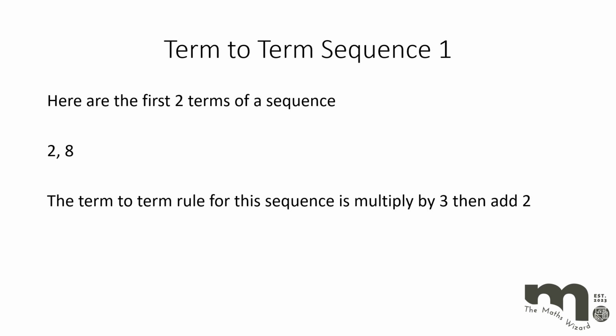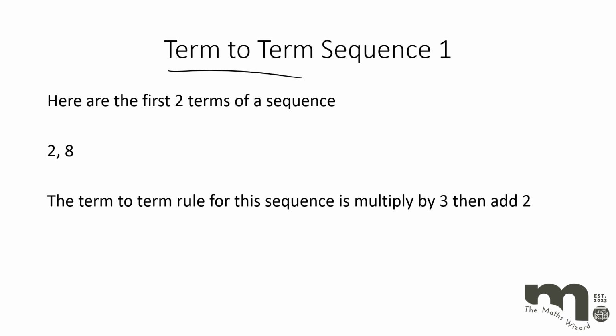Okay, so the first type of sequence we're going to look at here is what's known as a term-to-term sequence. What that means is you've got to go from term to term to get each number in the sequence. So you can't work out the 100th term without knowing the 99th, or the 20th without knowing the 19th. So it's a little bit different to some of the linear sequences that you might come across.